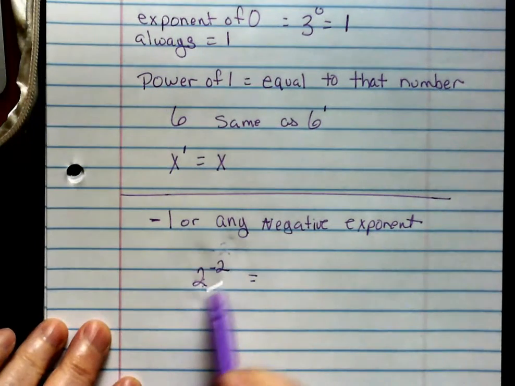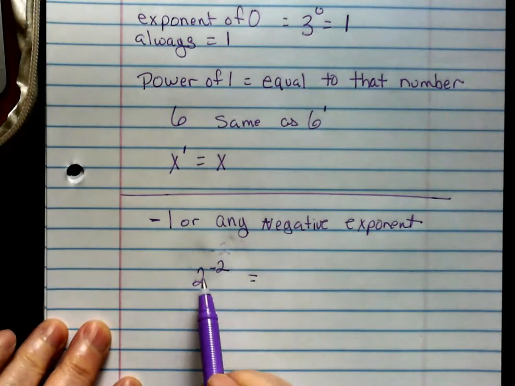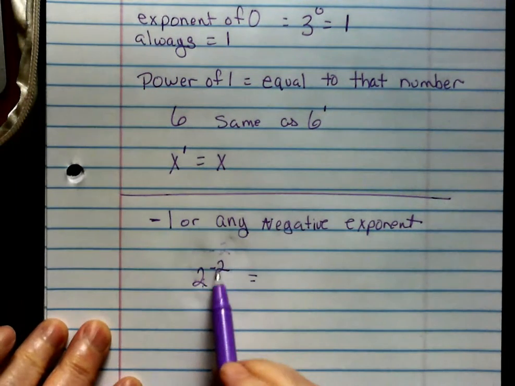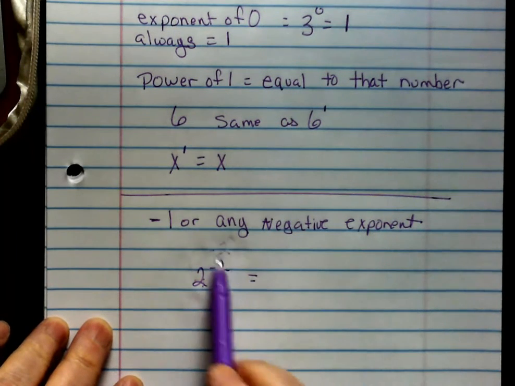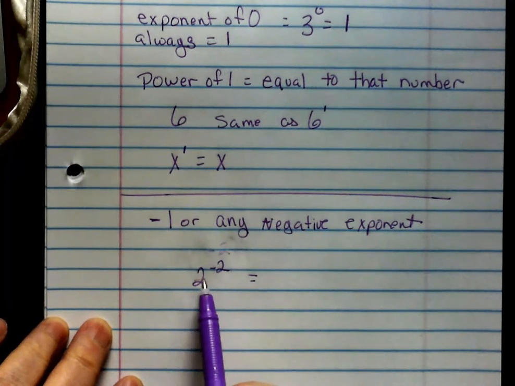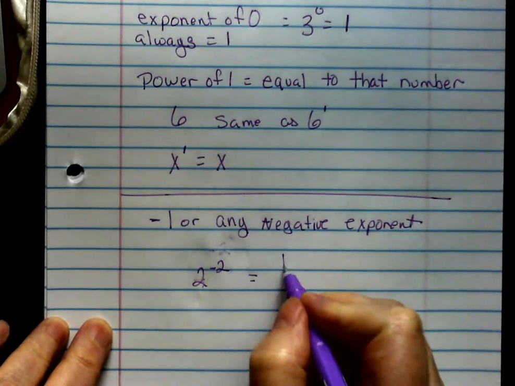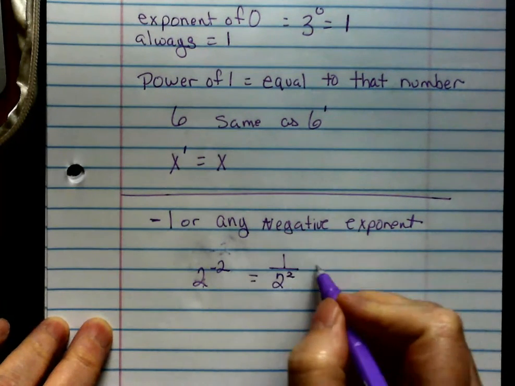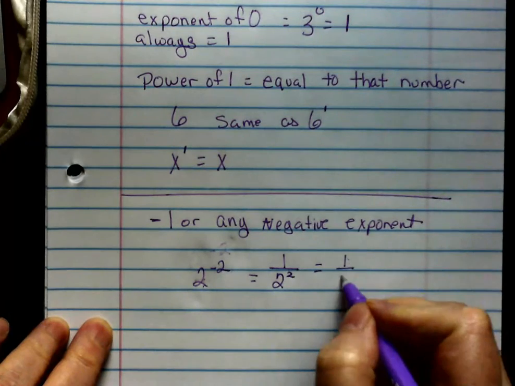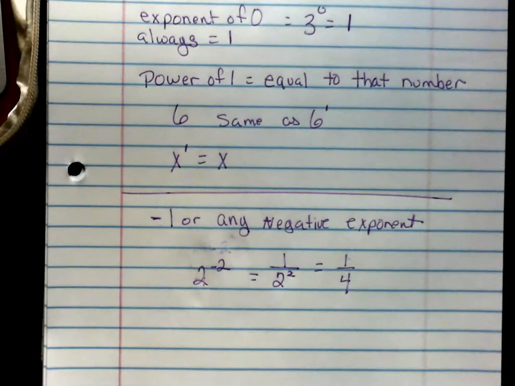Whenever you have a negative exponent, you can't have a negative exponent in math. The only time you can have a negative exponent is scientific notation. So you have to convert this to a positive exponent. To do that, you take its inverse. And then it becomes positive. And now what's 2 squared? 1/4. And I'm going to show you on my calculator how that works.